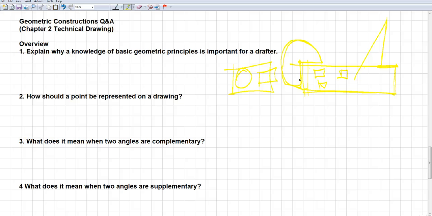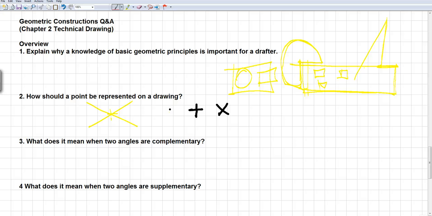Okay? Now, the next one, how should a point be represented on a drawing? A point, as I said, is somewhere where two lines meet and the intersection is a point. So I could represent it on a drawing just by a dot, just like that, or I could even represent it with an X, or if I wanted, I could represent it like that.